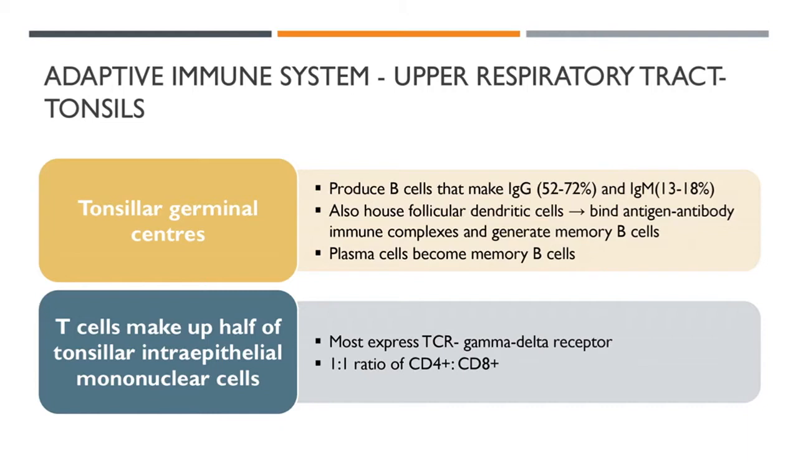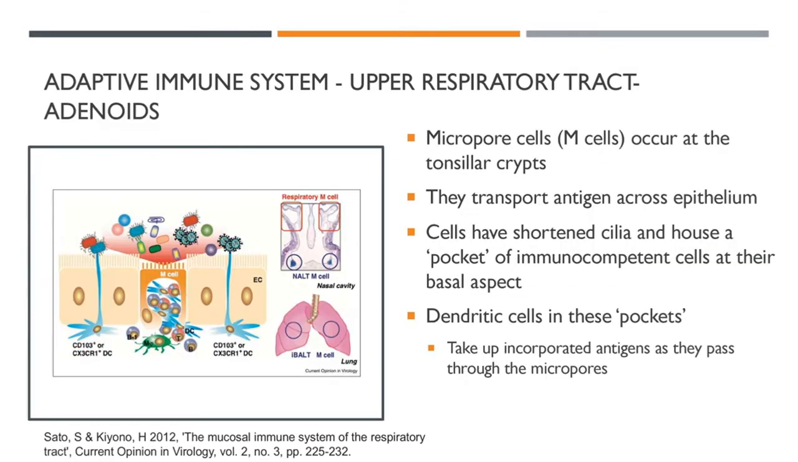T cells comprise approximately half of the tonsillar intraepithelial mononuclear cells, of which the majority express TCR gamma delta receptor and are in a 1-to-1 ratio of CD4 to CD8 cells. Micropore cells, M cells, occur at the base of tonsillar crypt cells and are a specific system for the direct transport of antigens across epithelium. These cells have shortened cilia and house a pocket of immunocompetent cells at their basal aspect. Cells such as dendritic cells in these pockets take up the incorporated antigens immediately as they pass through the micropores.